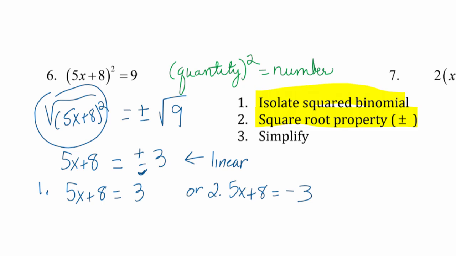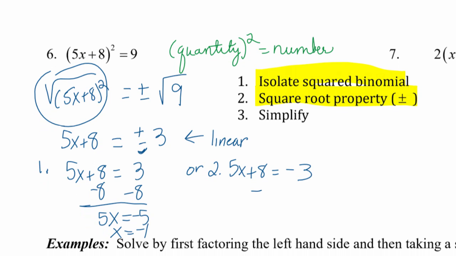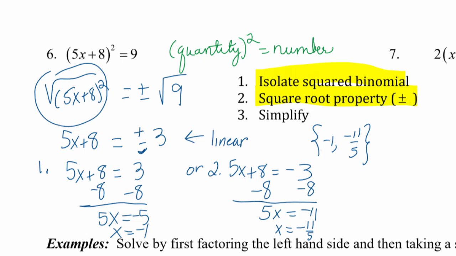Now we're just going to solve for x the way you know how. We'll subtract 8. Here we get 5x equals negative 5, divide by 5, so x equals negative 1. Over here again, we'll subtract 8. Here we get 5x equals negative 11, so x equals negative 11 over 5. Those are our two answers, and again, we can check them using our calculator in the original problem. All right, let's go to number 7.